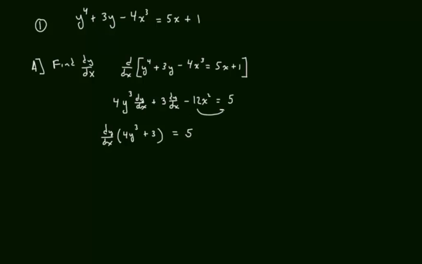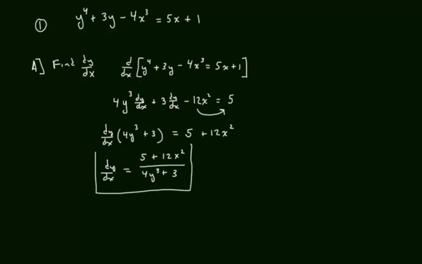And here I have to bring that over. So plus 12x squared. And lastly, dy/dx equals (5 + 12x squared) over (4y cubed + 3). That is the derivative. That is dy/dx. That will give us the slope of any tangent to the amoeba.